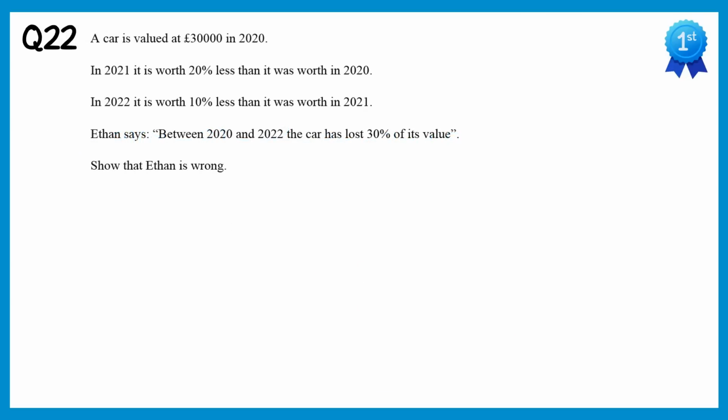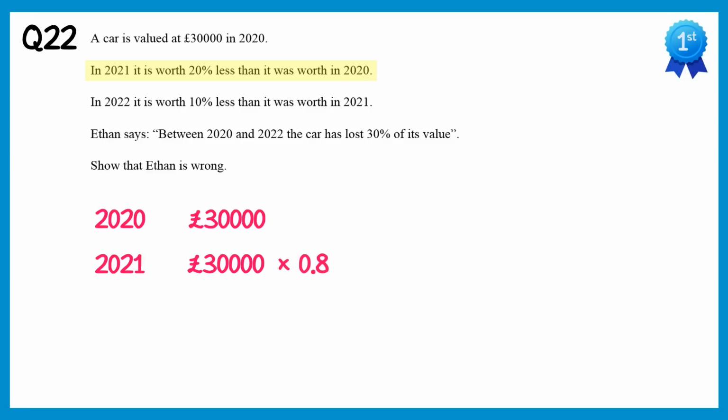In this question, we're told that in 2020, a car is worth £30,000. In 2021, though, it's worth 20% less. So to work out the amount in 2021, we take the previous amount and we need to reduce that by 20%. If you take off 20%, you're now left with 80%, since 100 take away 20 is 80. And to turn 80% into a decimal multiplier, you divide it by 100, which is 0.8. So we can just times this by 0.8, which gets you £24,000.